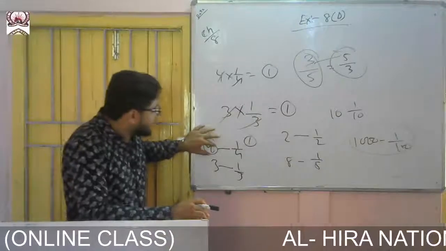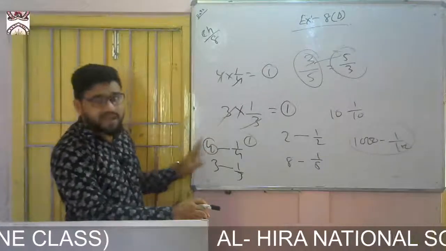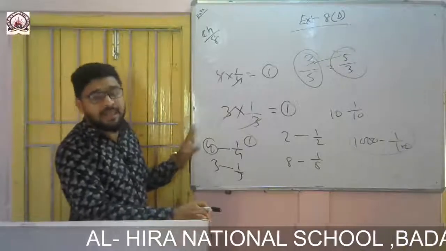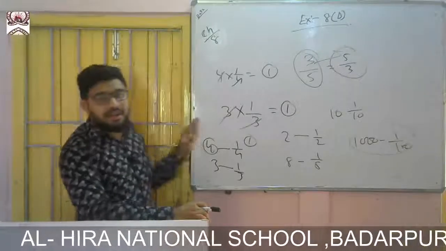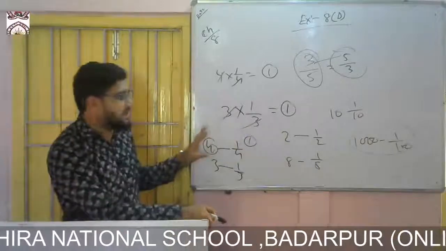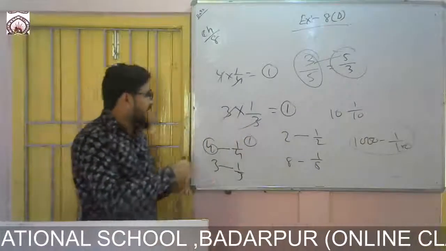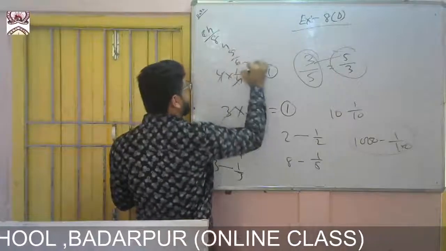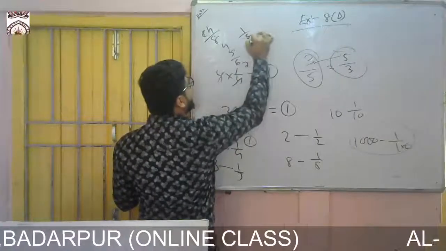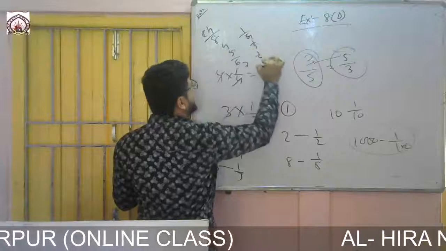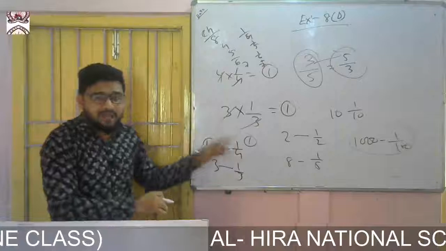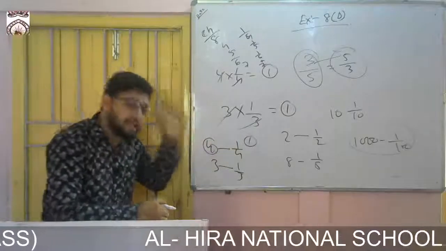The reciprocal of a whole number, that is a natural number without fraction, the numbers without fractions, natural numbers or whole numbers. The reciprocal of any natural number, that is 4, 5, 6, 7, will be only 1 by 4, 1 by 5, 1 by 6, 1 by 7, like this. You should divide 1 by the number.